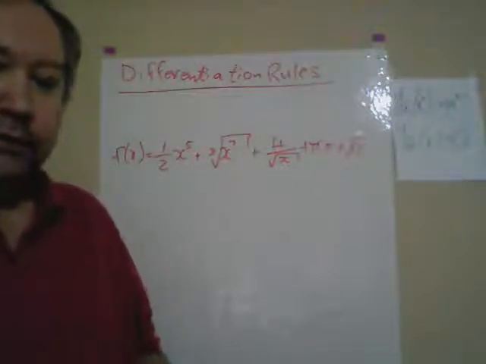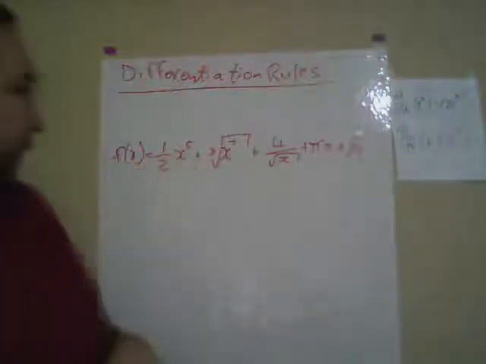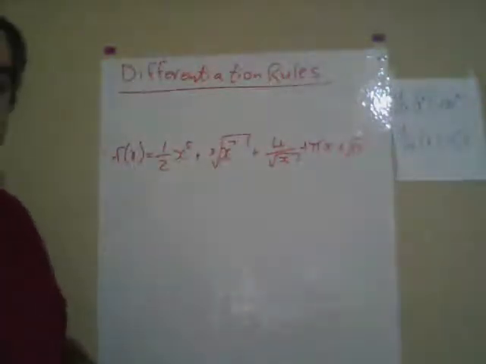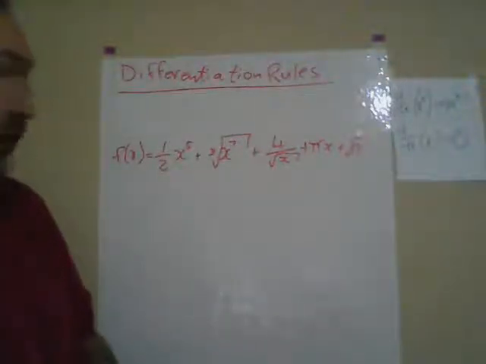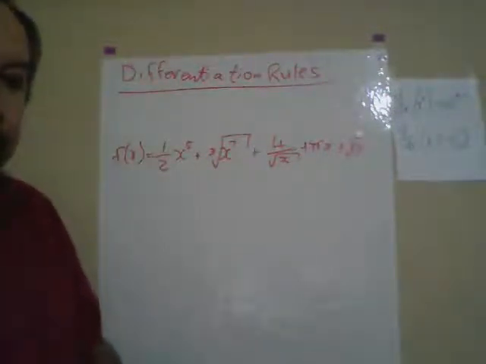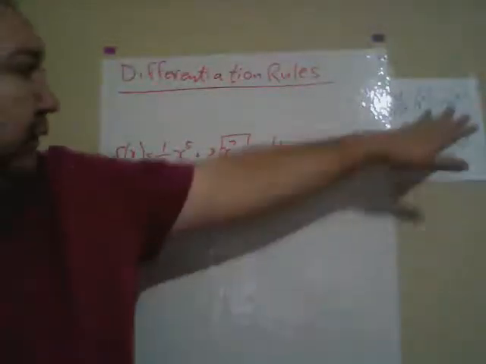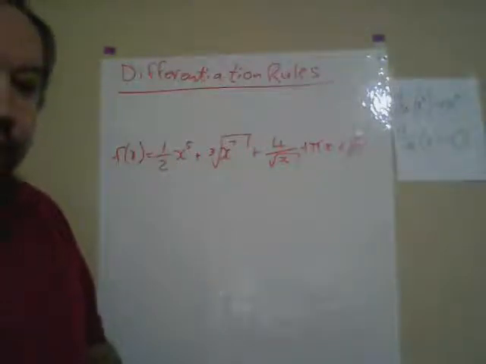We're going to start with this example on the board. f(x) is a half x to the 5 plus the cube root of x to the 7 plus 4 over square root of x plus pi times x plus square root of 13. Okay, so we should cover the most important examples in this sum. On the right hand side there's a short summary of the differentiation rules, and you can refer to that as we go along.